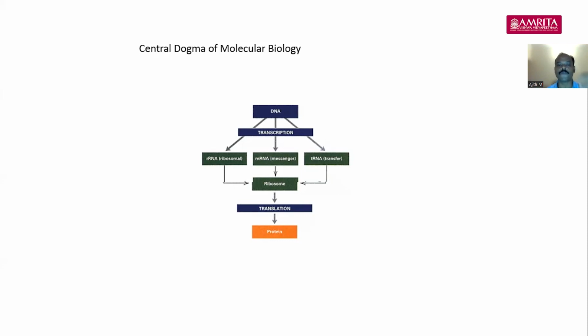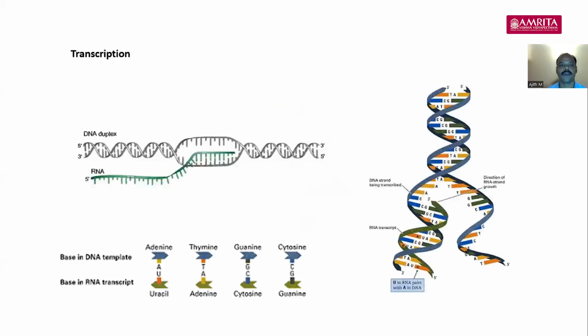It regulates the flow of information. Whether a gene should be switched on or off, and at what level, depends on the transcription process. That's why transcription is so important. So I'm going into the transcription process.